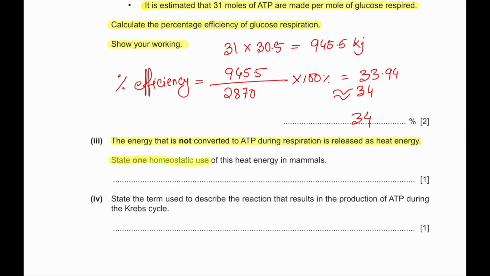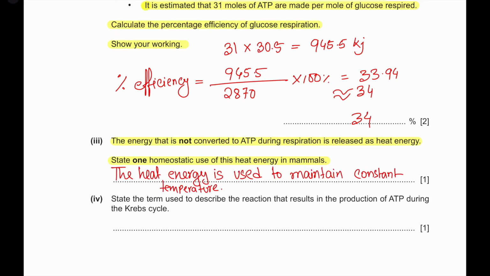The energy that is not converted to ATP during respiration is released as heat energy. State one homeostatic use of heat energy in mammals. Well, in mammals, heat energy is used to maintain constant temperature. Part 4. State the term used to describe the reaction that results in production of ATP during the Krebs cycle. So during the Krebs cycle, production of ATP occurs in substrate-linked phosphorylation. So the answer will be substrate-linked phosphorylation.